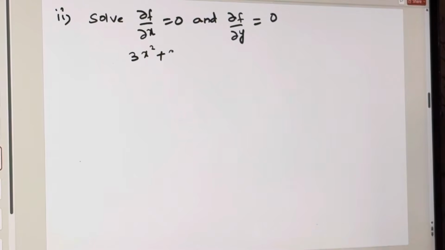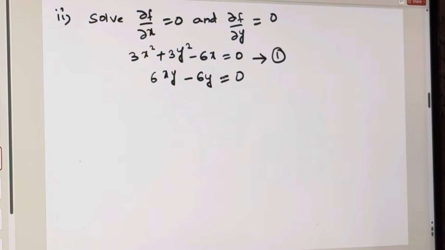3x square plus 3y square minus 6x is equal to 0 is your first equation. What is your second equation? Second equation is 6xy minus 6y is equal to 0. Okay. So in this what is common you are finding? 6y is common. You can take it outside. You can write it as 6y times (x minus 1) which is equal to 0. Okay. So this is nothing but your equation 2.